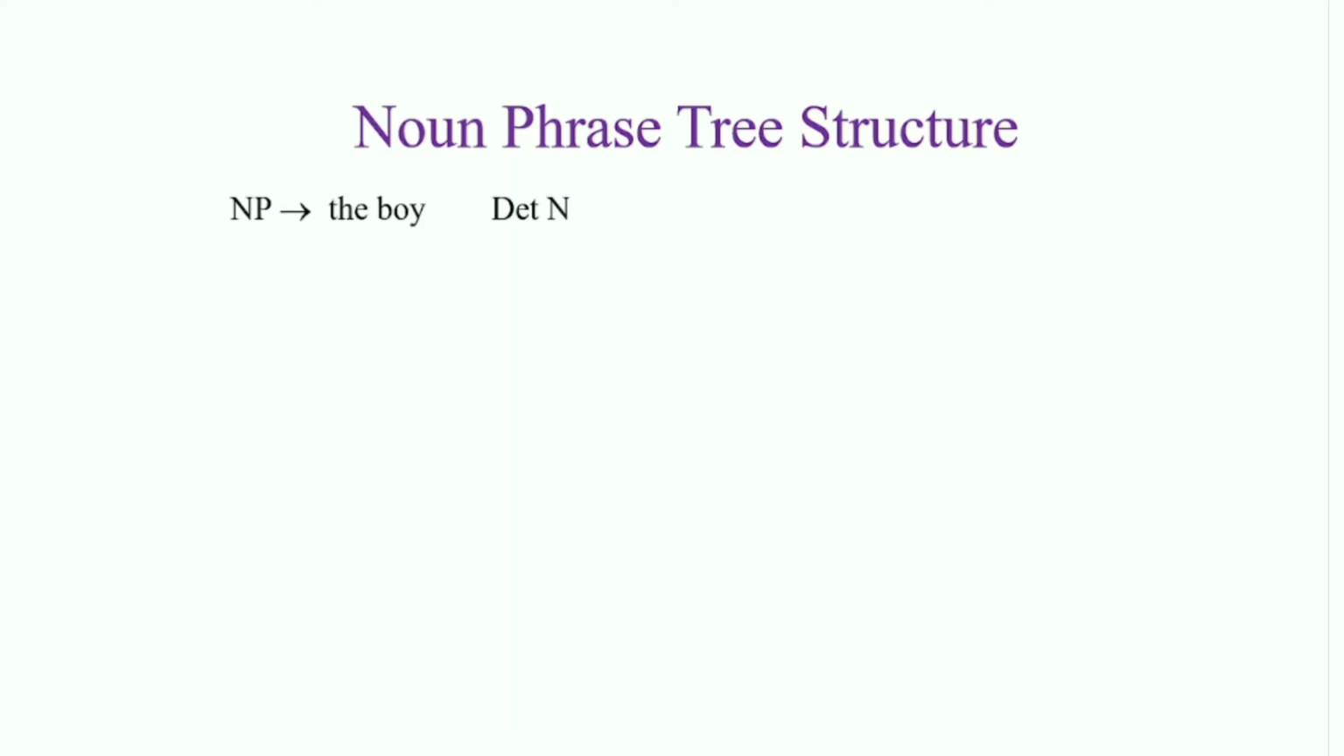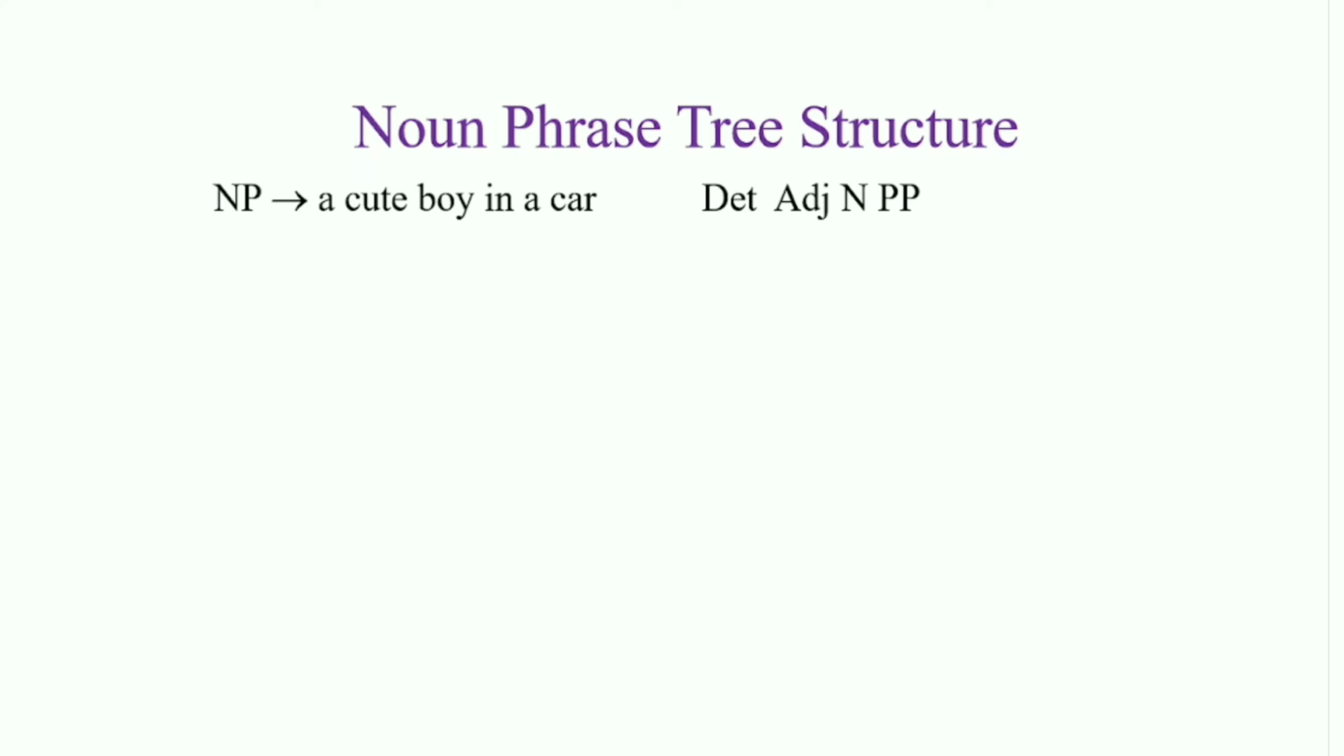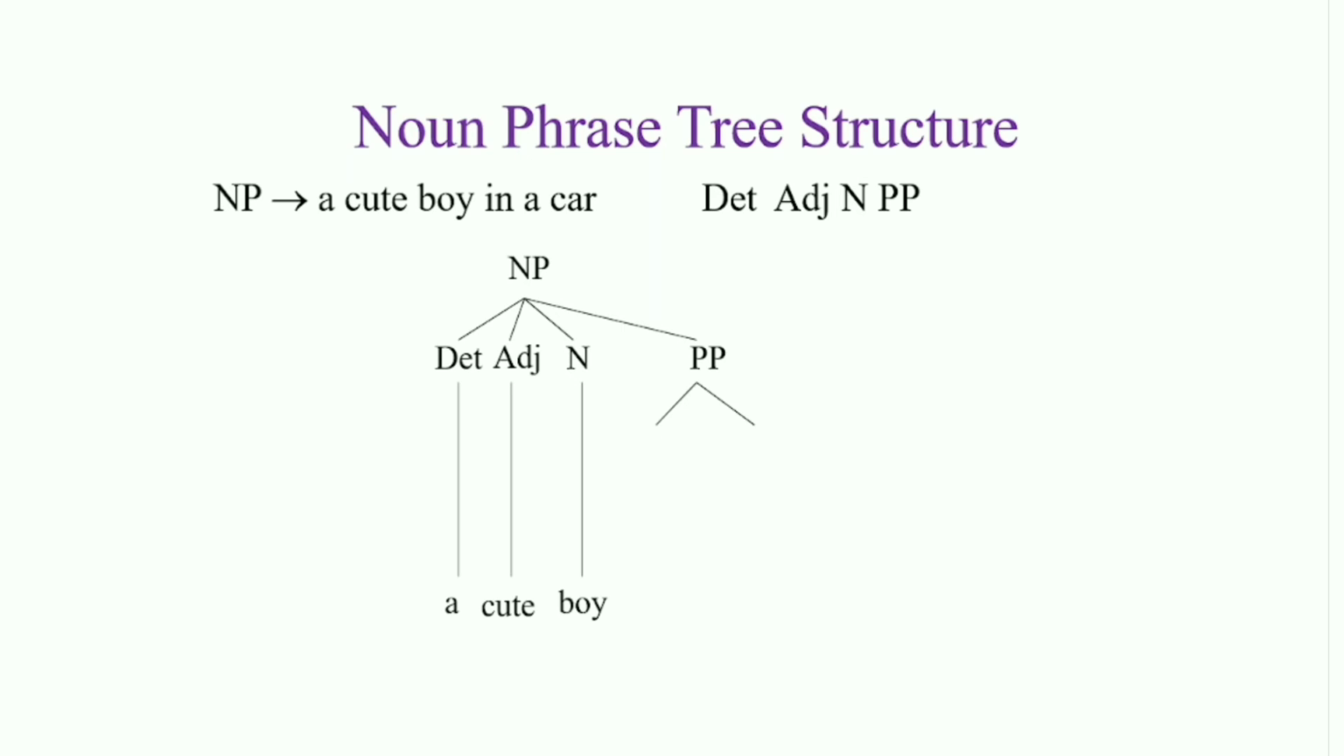Ali. The next is noun in determinate, the boy. So the node is NP, determinate "the", and noun is "boy". The little boy: this phrase consists of determinate, adjective and noun. So we will draw the tree structure in a way. NP, determinate, adjective, noun. Determinate "the", adjective "little", and noun "boy". Next is a cute boy in a car. It is determinate, adjective, noun, and preposition. So NP has determinate, adjective, noun, and prepositional phrase. Determinate "a", adjective "cute", noun "boy", preposition is P and NP, P "in", NP determinate and noun. Determinate is "a" and noun is "car".